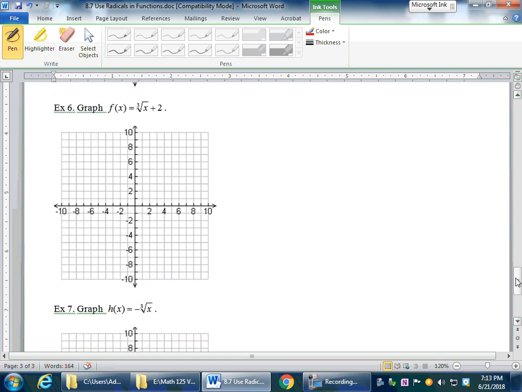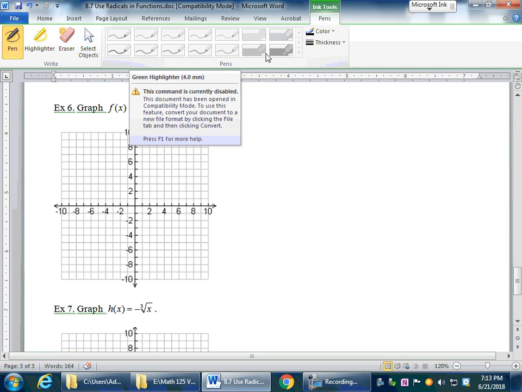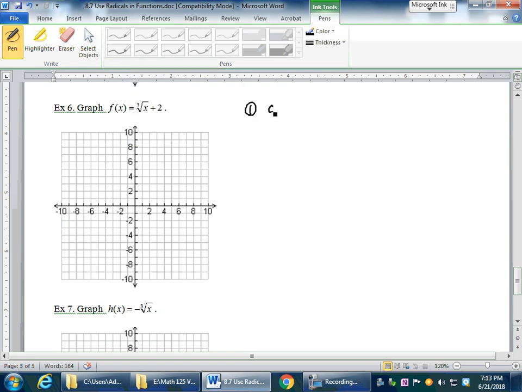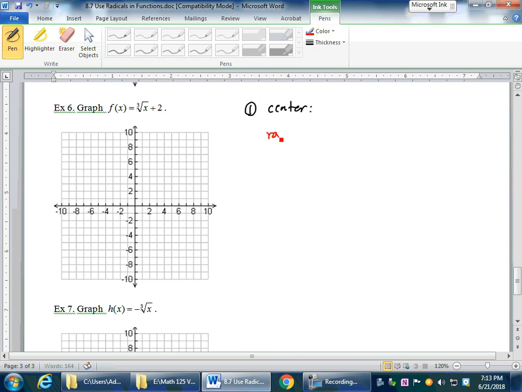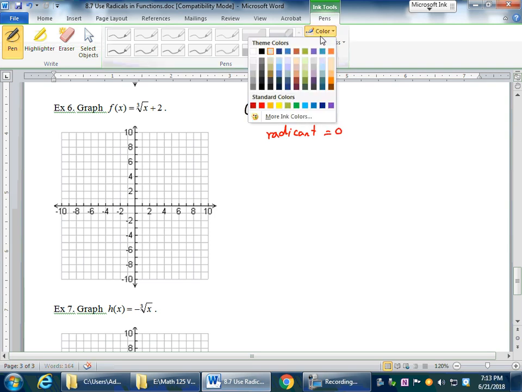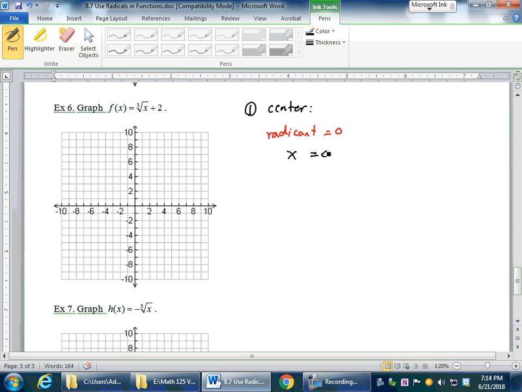Next, for this one, it is the cube root. So for the cube roots, the first thing that we need to find out is the center. How do I get the center? When the radicand is equal to 0. So that basically tells me, in this case, my radicand is x, so x is equal to 0. We got the center.